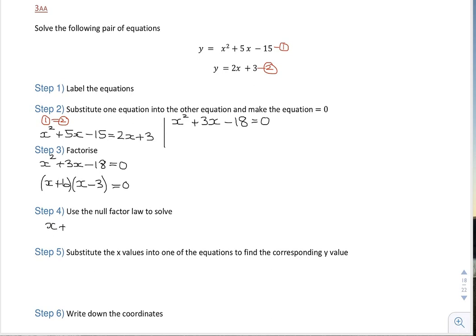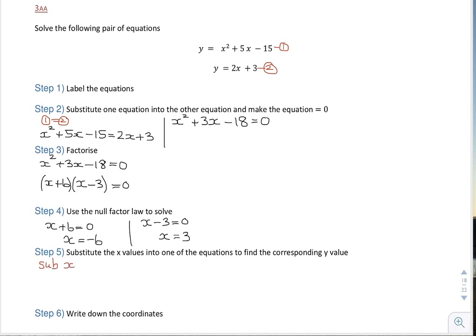So we make the first bracket equal to 0, x plus 6 equals 0, solve for x, getting x equals negative 6. Second bracket, x minus 3 equals 0, solve for x, getting x equal to 3. This tells us that the x coordinates of our solutions to these simultaneous equations are negative 6 and 3. We're now up to finding the corresponding y values for those x values.